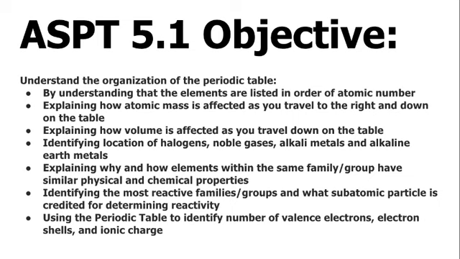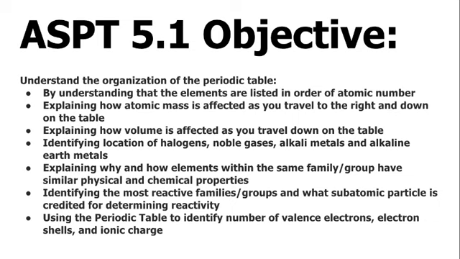So you have 7 key components to this objective. So the first thing is understanding that the elements are listed in order of atomic number. So 1 through over 100, they're listed just kind of like your reading book. Number 2, explaining how the atomic mass is affected as you travel right and down on the table, so looking at that mass trend. Number 3, explaining how volume is affected as you travel down the table, so you'll notice we only do one direction. In high school chemistry, you will do multiple directions like you did with mass.